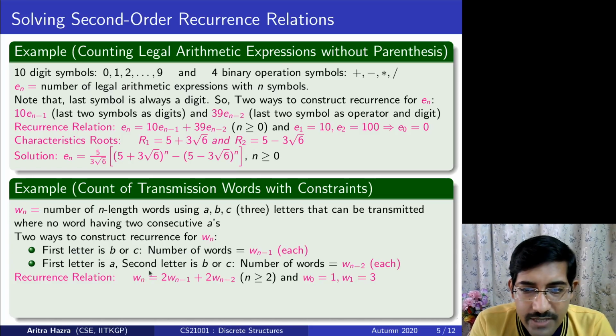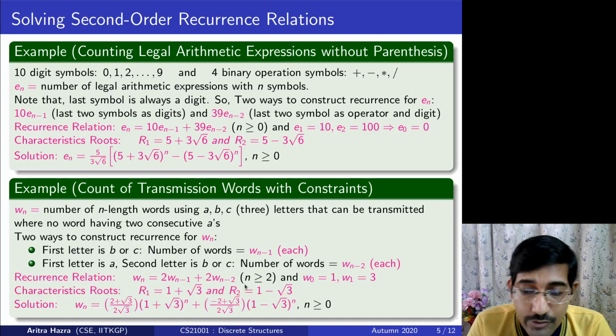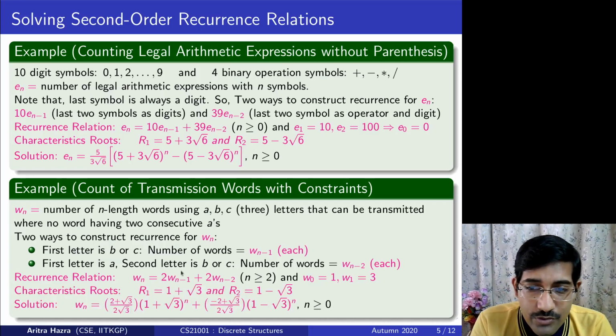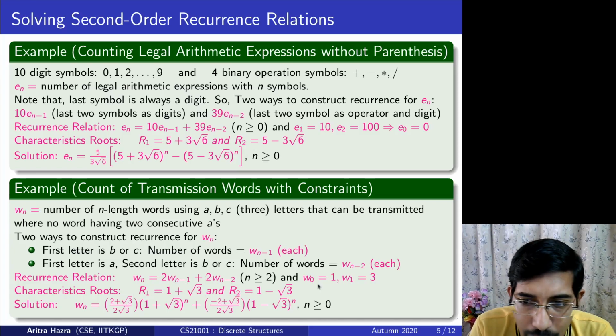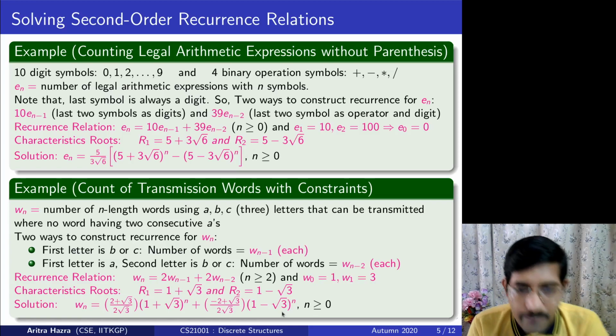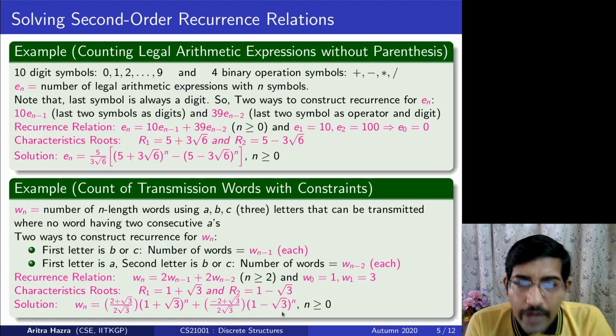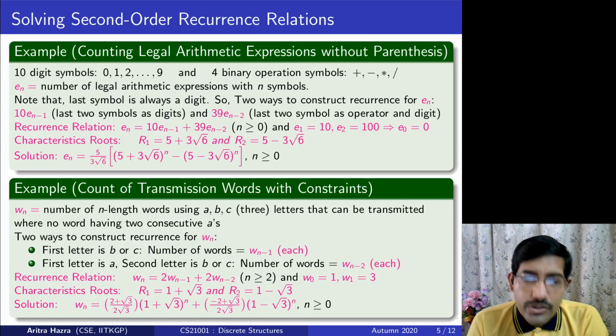The characteristic equation is x square minus 2x minus 2 equal to 0, which gives you these 2 roots. And again you solve for the constants. So your exact solution will be C1 R1 to the power n plus C2 R2 to the power n. And C1 and C2 can be solved by putting n equal to 0 and n equal to 1 with these values, as I have shown in the initial slides, and your solution will give you this answer. So this is the closed form for n length words possible having no 2 consecutive A's present in it.